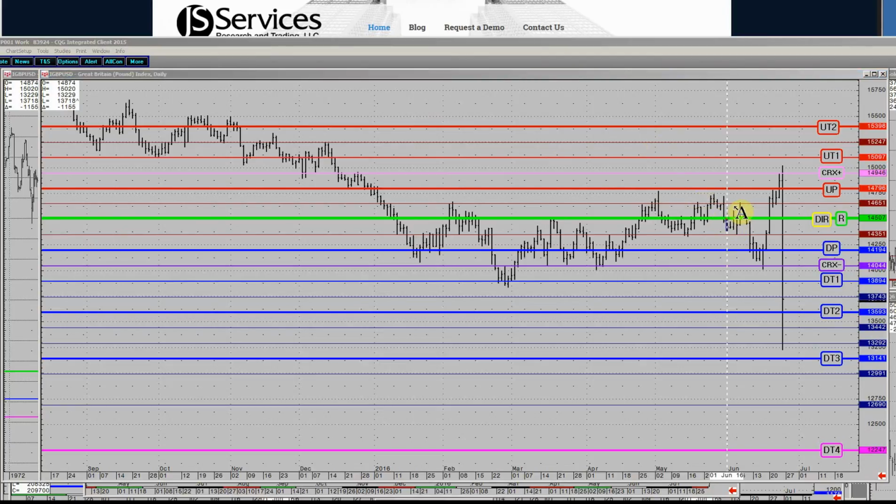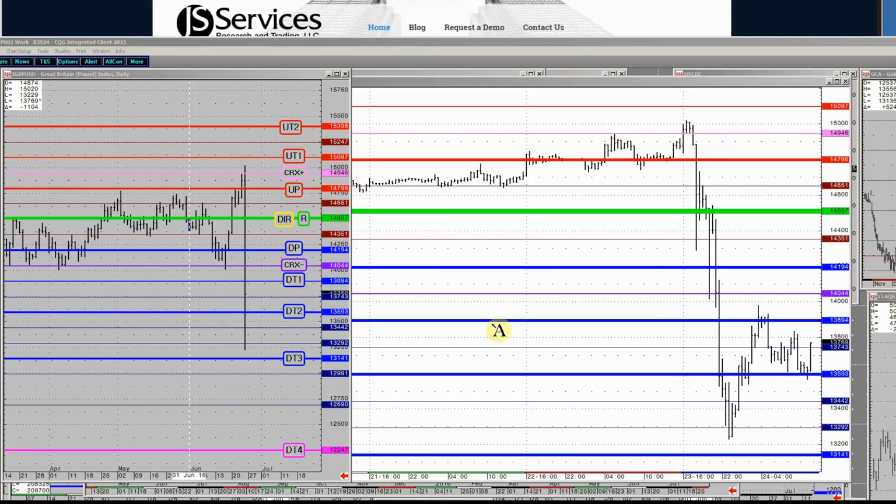We did have the market rotating around the directional R level, so we have that kind of classic internal as the market prepares for this event. Gives us a head fake to the downside, taking out the CRX minus, and then doing the same on the opposite end above the CRX plus to ultimately fail.